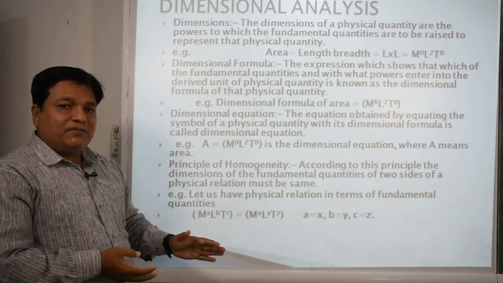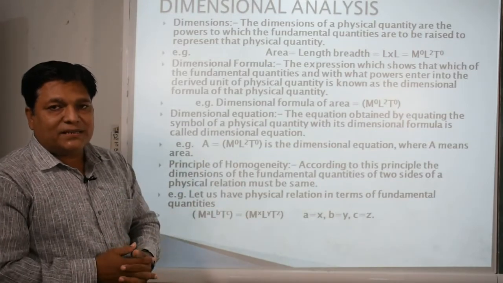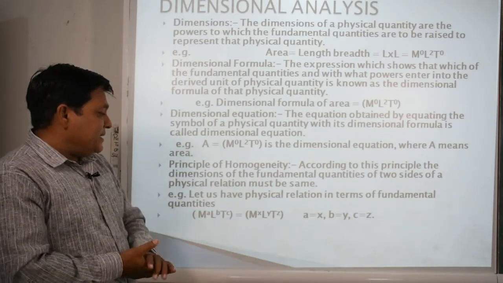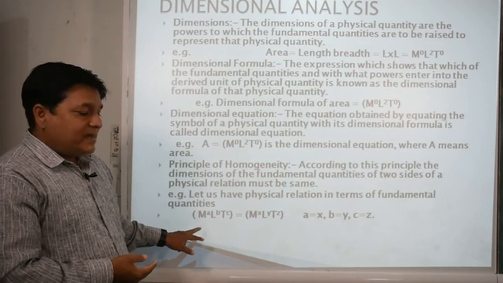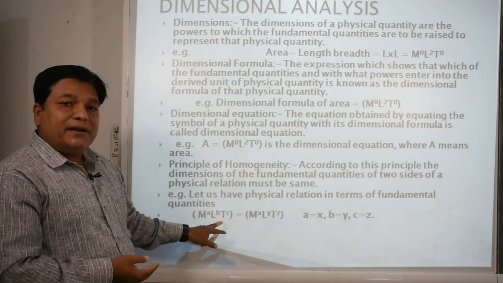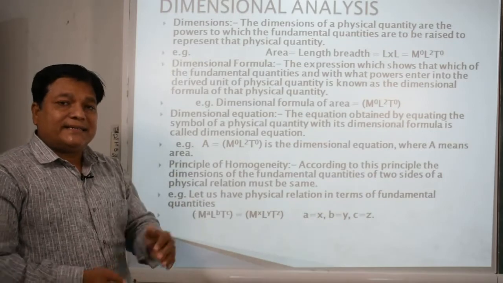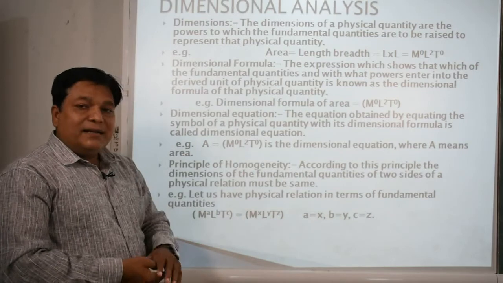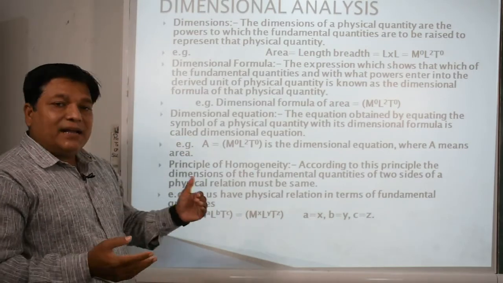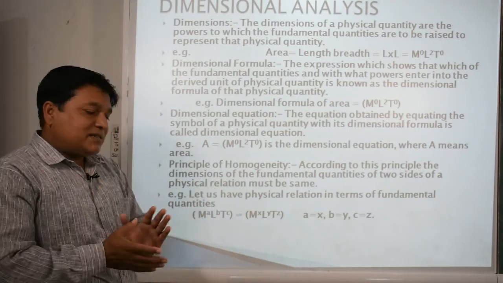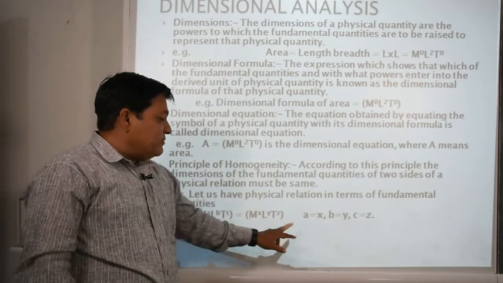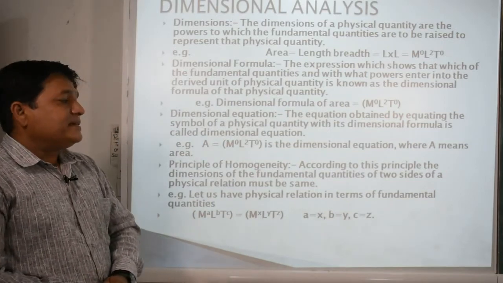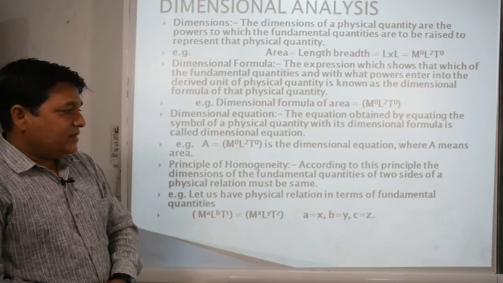An example is given for the relation. We compare both sides by using their dimensions. Fundamental quantities are there. For example, on one side we have taken M to the power a, L to the power b and T to the power c. Similarly on the RHS, M to the power x, L to the power y and T to the power z. In this case the dimensions are equal. It means the powers of both sides must be equal, that is, a must be equal to x, b must be equal to y and c must be equal to z. This is said to be the principle of homogeneity.